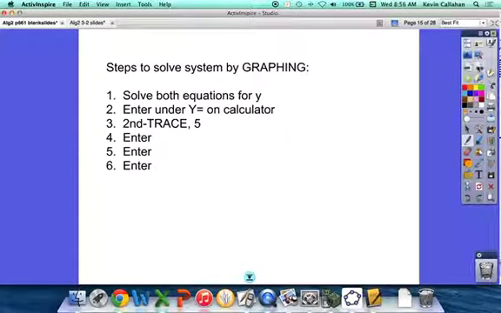So these were the steps that I said. First, we solved both equations for y. Then we entered them in the calculator. Then we did second trace 5, enter, enter, enter. As long as the intersection is on the screen, it'll find that point. It can be sometimes that the intersection point is not on the screen, and then you need to zoom out so that it is.